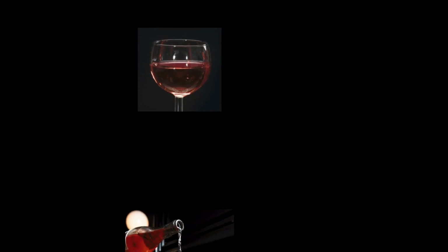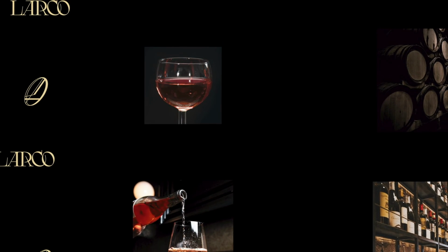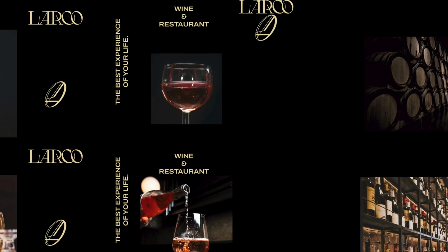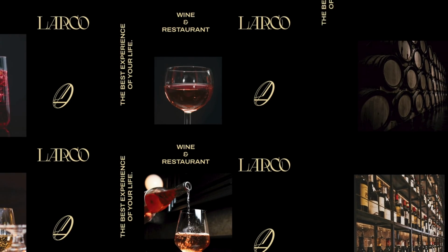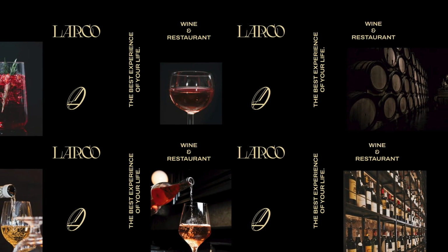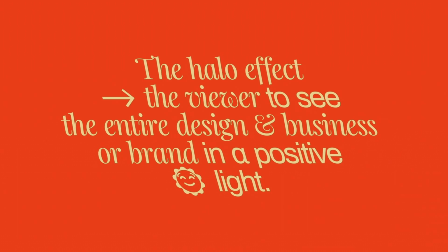Another prime example could be that on a menu design. The use of elegant typography and visually appealing food images contributes to the halo effect. Diners might perceive the sophistication and quality of the menu items based on the overall aesthetic appeal of the design itself, and then move on to attribute that quality to the restaurant. The halo effect leads the viewer to see the entire design and then subsequently the business or brand in a positive light.